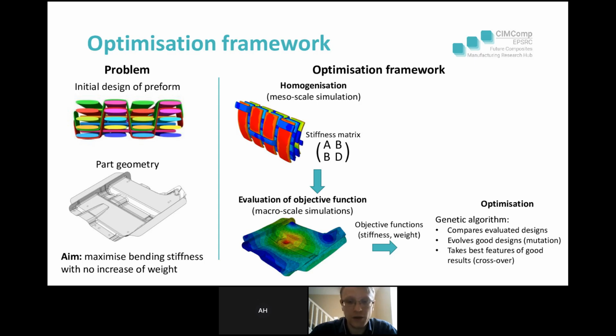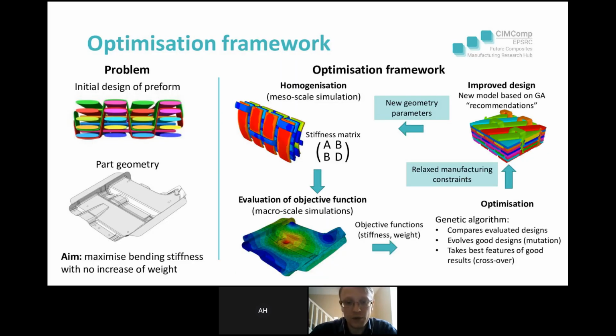These objective functions are used in the genetic algorithm to compare the designs of the reinforcement with each other. Then good designs will be mutated or tweaked slightly to get a possible improvement, and also good designs will be crossed over. So good features will be taken from some designs, merged with good features of other designs, and again, the algorithm will see if it leads to an improvement or not.